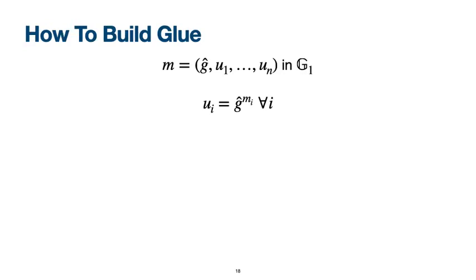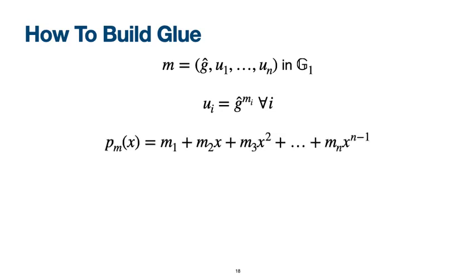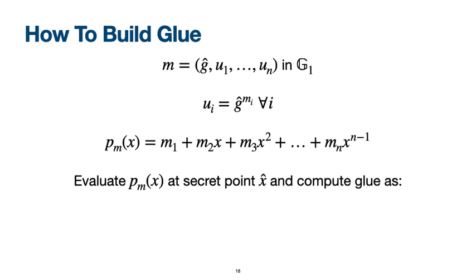So again, I mentioned that the UIs are written base G hat, so the discrete logs are these little MIs. And we consider a polynomial in which the coefficients are the discrete log values. We also consider a secret point x hat, which is contained in the secret key of the signer, and we evaluate the polynomial at this secret point. So as a first step, the glue is computed like this. It's the base G hat raised to the polynomial evaluated at the secret point x hat.